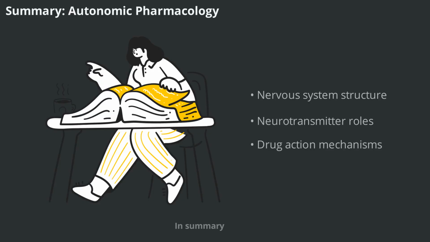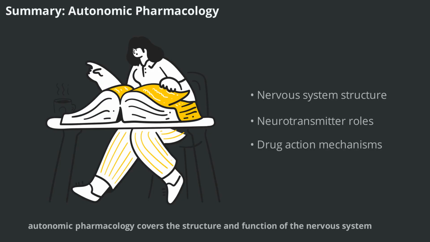In summary, autonomic pharmacology covers the structure and function of the nervous system, the roles of neurotransmitters, and the mechanisms of drug action. Understanding these concepts is essential for appreciating how the body maintains balance and responds to internal and external challenges. This knowledge also forms the foundation for developing and using medications that target the autonomic nervous system.